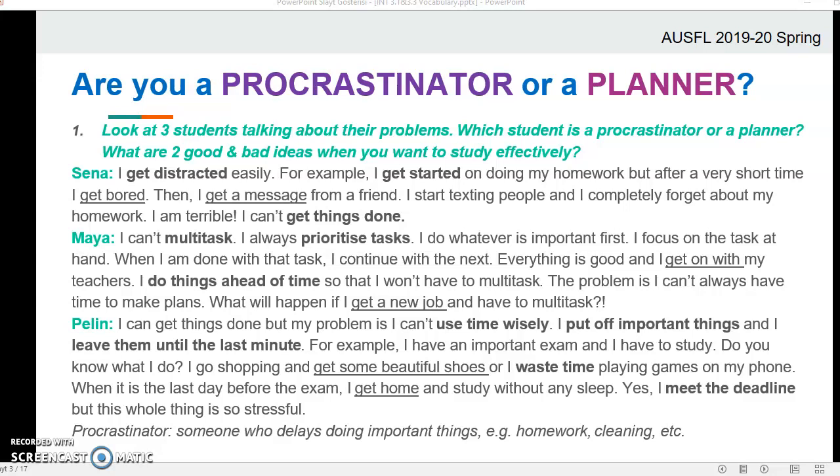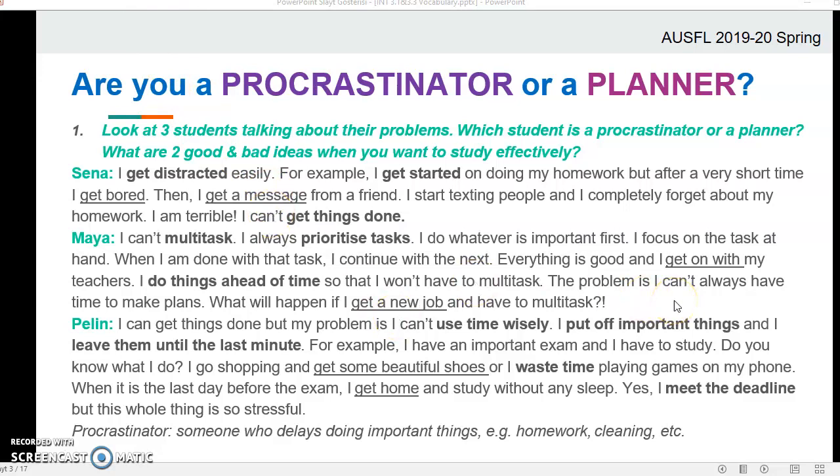As you can see in the text, we have some bold words like get distracted, get started. Which ones are good ideas? Which ones are bad ideas when you want to study effectively? Can you pause the video and answer this question? I want 2 good, 2 bad ideas.